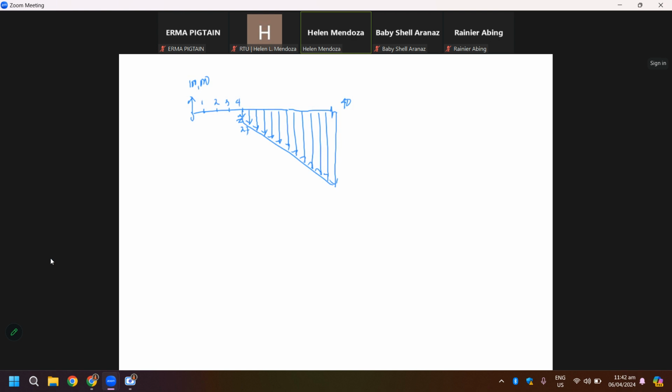Sabihin na natin i is 12%. This is a special case of the gradient series. Z at time 4 to Z at time 5. Then this is expected to increase in value up to time 40.